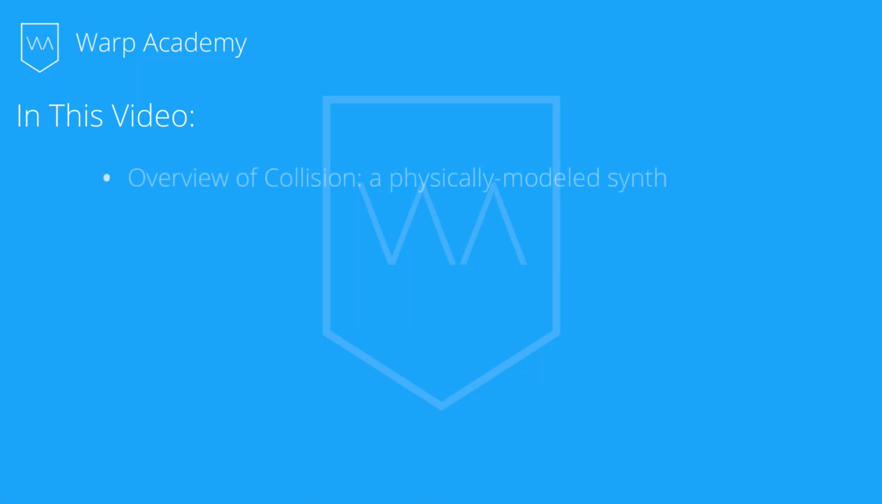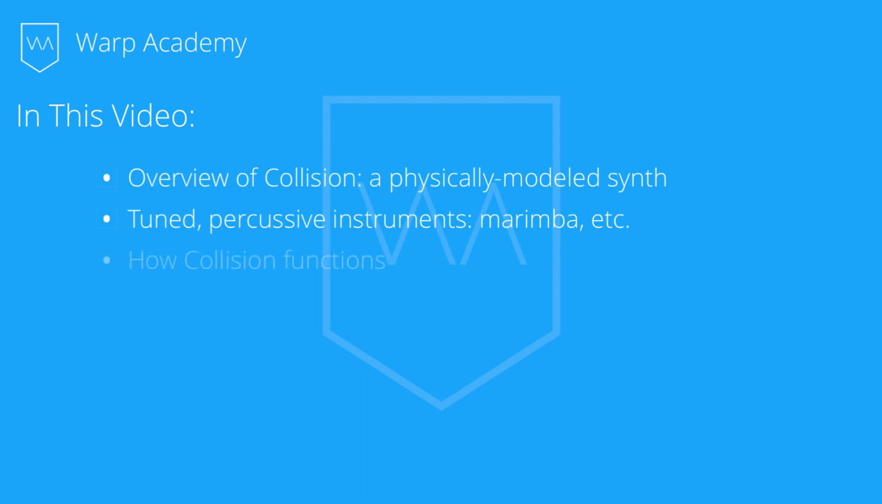Okay, so in this lesson, we're going to get an overview of Collision. Collision is what's known as a physically modeled synth, which basically means that it's attempting to recreate actual instruments via synthesis. What instruments? Well, it's going for a tuned percussive sound, kind of like a marimba. In this video, we're going to get an overview of how Collision functions, mainly its most important areas, including the excitator and resonators 1 and 2.